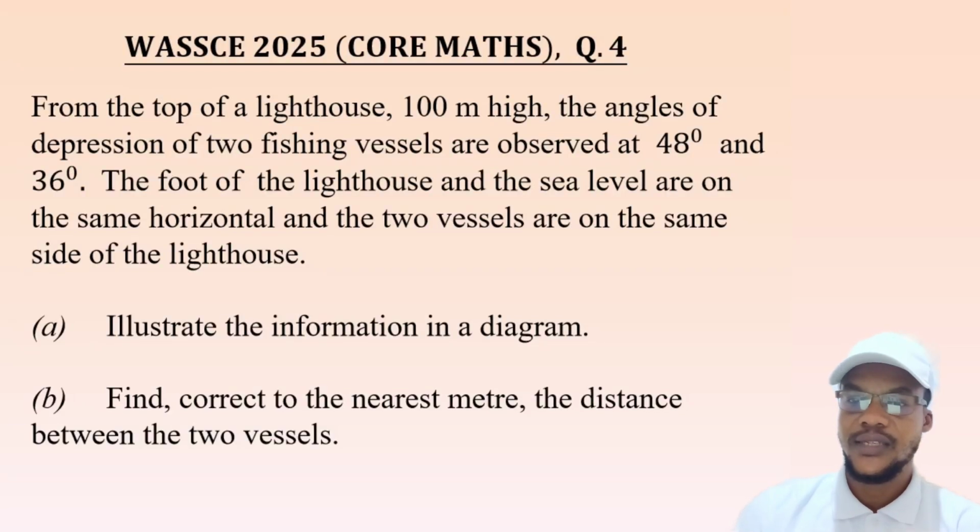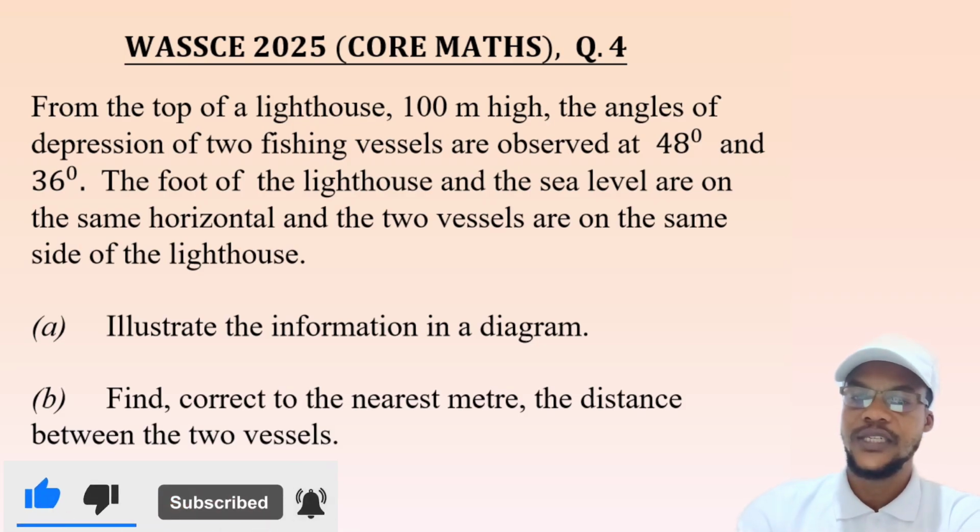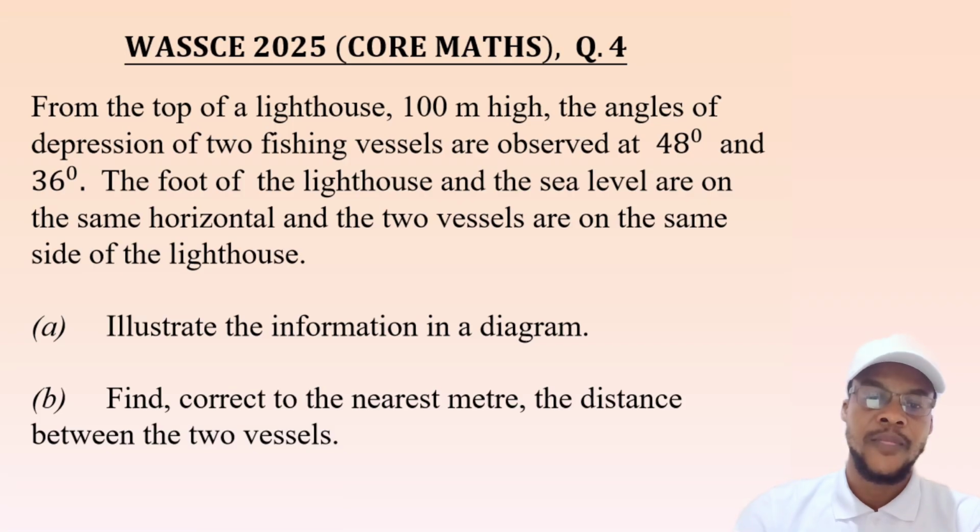Okay, so in this lesson, we are going to solve question 4 of the WASSCE 2025 Core Mathematics. As given in the question, from the top of a lighthouse 100 meters high, the angles of depression of two fishing vessels are observed at 48 degrees and 36 degrees. The foot of the lighthouse and the sea level are on the same horizontal, and the two vessels are on the same side of the lighthouse.